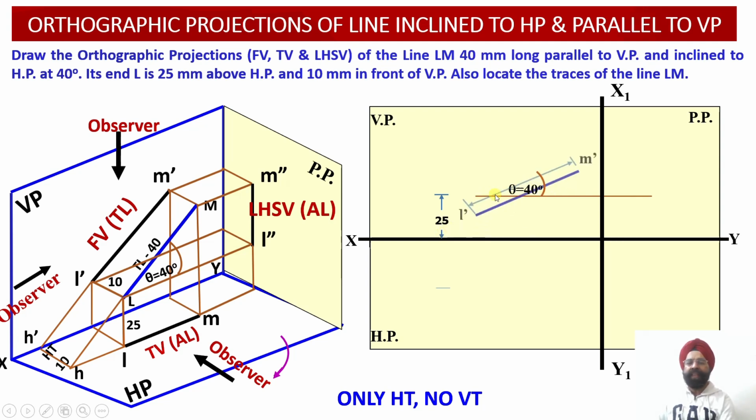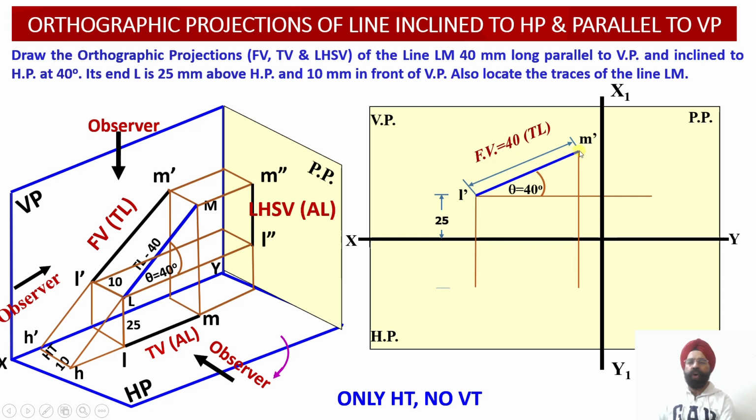So we know that this line LM is inclined at an angle of 40 degree with respect to the horizontal plane. So the angle theta equal to 40 degree. This angle of inclination has been provided to us. Once we mark this angle of inclination equal to 40 degree, then we can go about the construction of this line L dash M dash, which represents the true length of this line in the front view orthographic projection. Therefore L dash M dash, the true length front view projections, have been obtained onto the vertical plane.